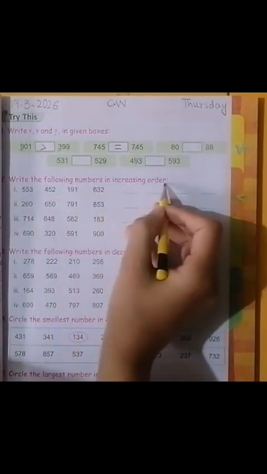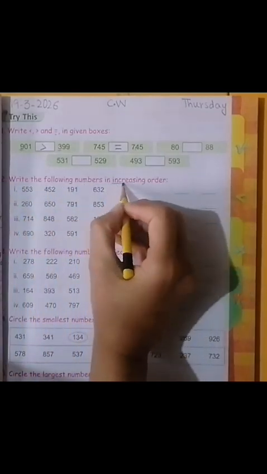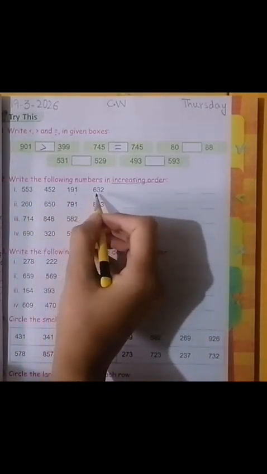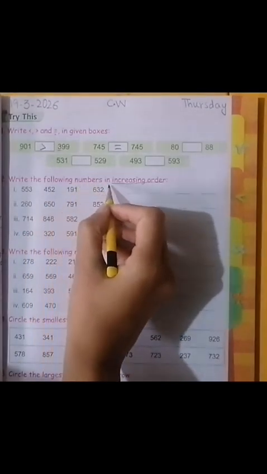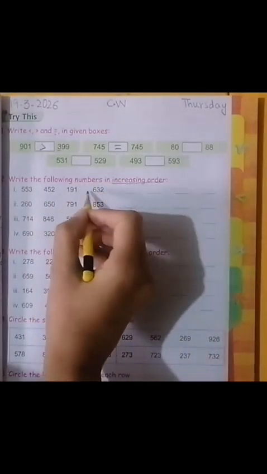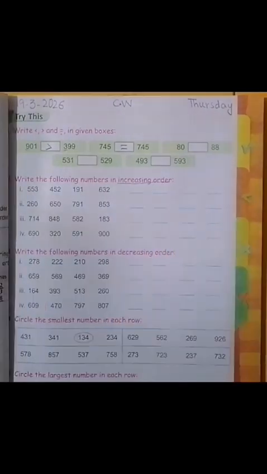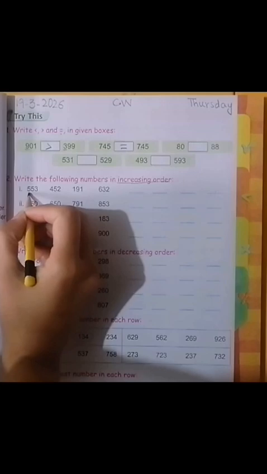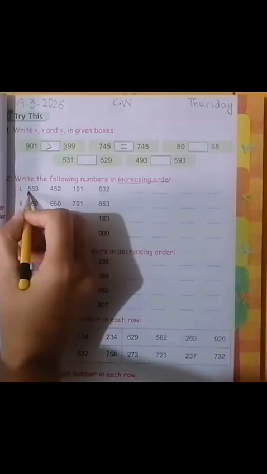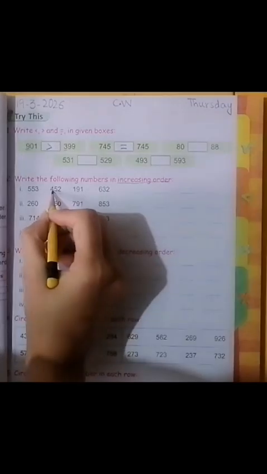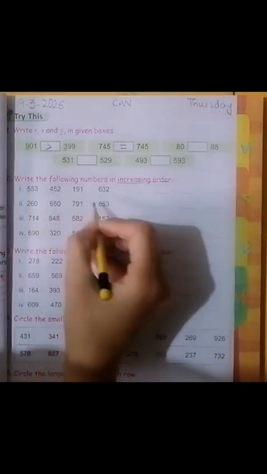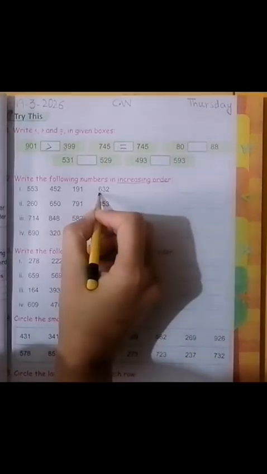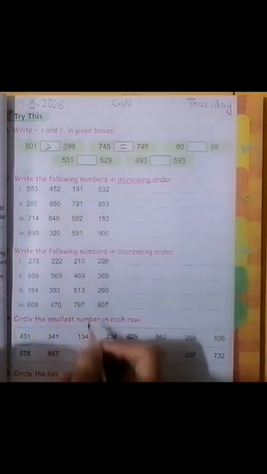Write the following numbers in increasing order. Increasing means first of all you have to find out the smallest number, then move towards the larger number, then the larger, and then at the end the largest of all these numbers will come. Look at the first digit of each number and find out which digit is smaller. Here in the first number, the first digit is 5, then comes 4, then comes 1, and in the last number the value is 6. Can you tell me which one is the smaller, 5, 4, 1 or 6?